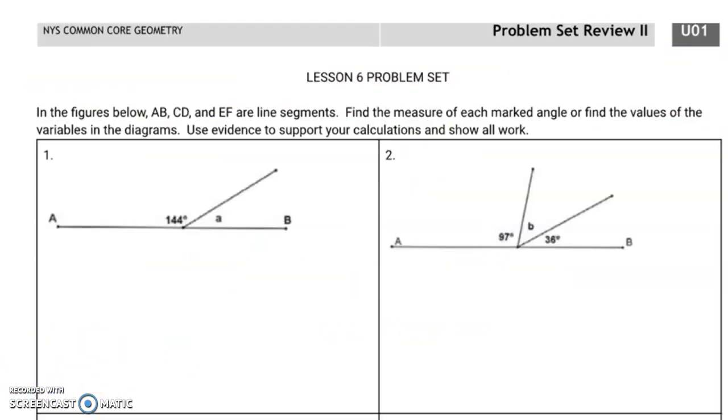Moving on to the problem set from lesson 6. This problem set was talking about the relationships between angles. Pause the video, try it out, and then I will show you the correct answers.